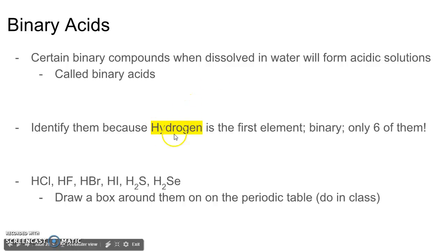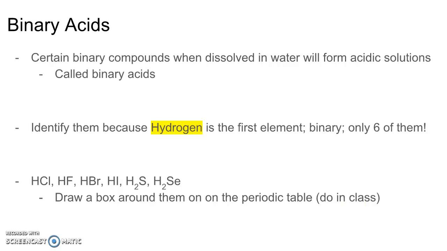So this is not when hydrogen combines with any element, because hydrogen combines with oxygen and does not do this. There are only 6 cases where hydrogen will combine with one other element to form a binary acid. And they are HCl, HF, HBr, HI, H2S, and H2Se. You notice the 6 of them. We're going to draw a box around them on your periodic table. We'll do that in class together, so you don't have to worry about doing that right now.